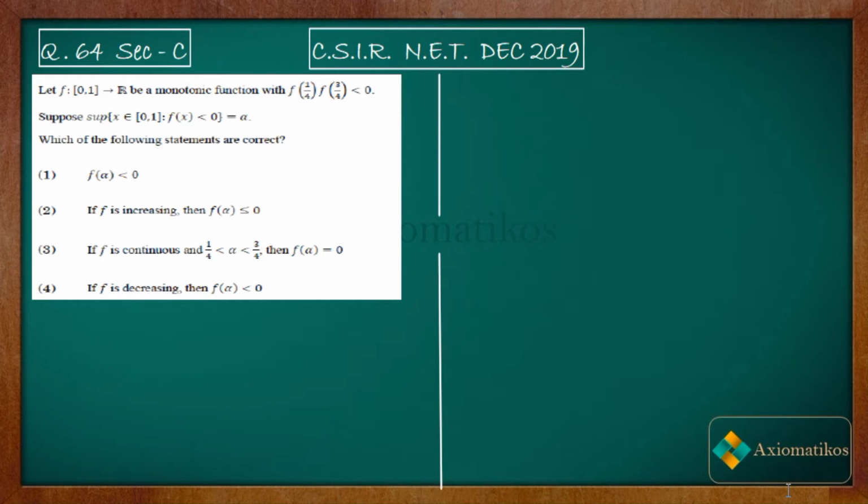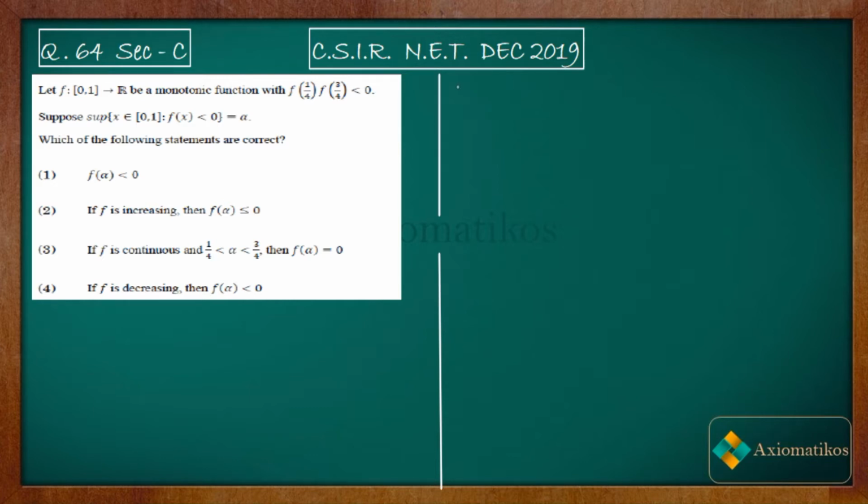This is question number 62 from section B, so there may be more than one correct option. We are given a monotonic function on [0, 1] satisfying some properties, and alpha is defined as the supremum of x belonging to [0, 1] such that f of x is less than 0. We have to check the correct statements from these four statements.